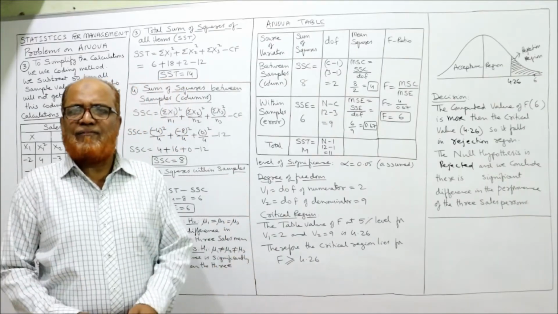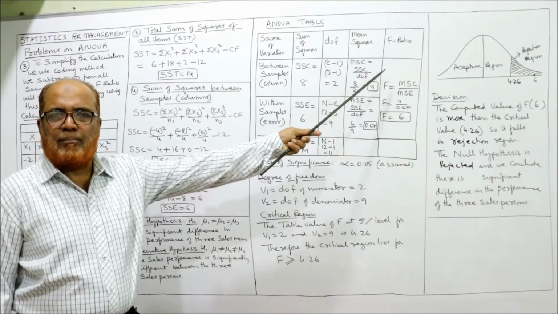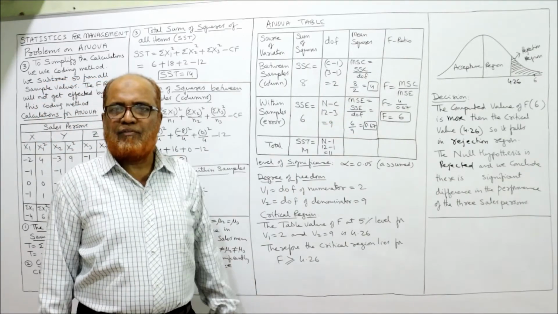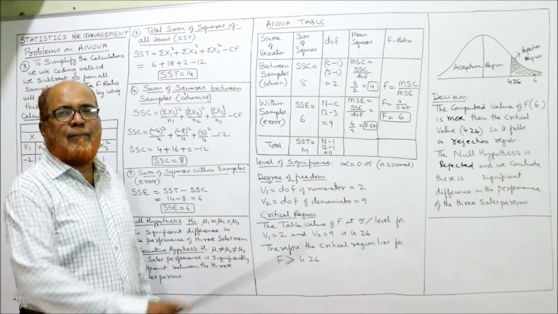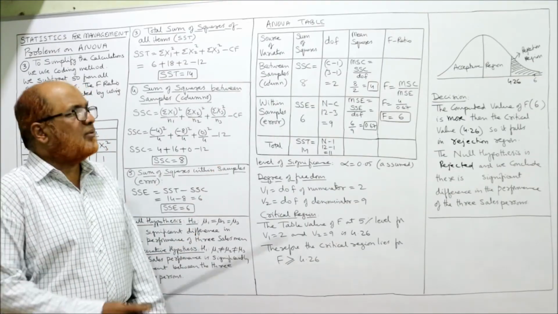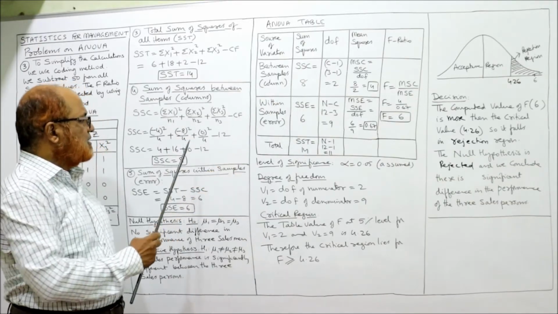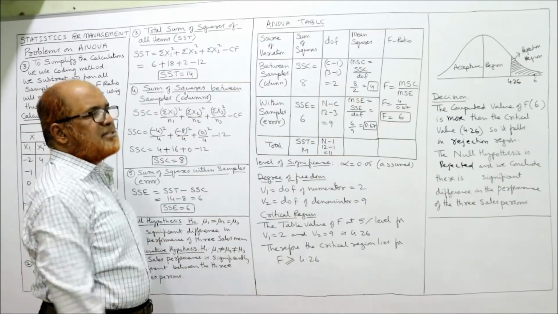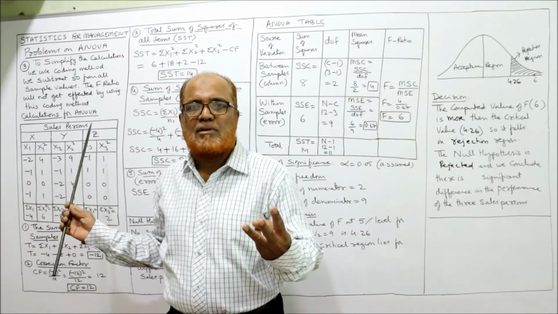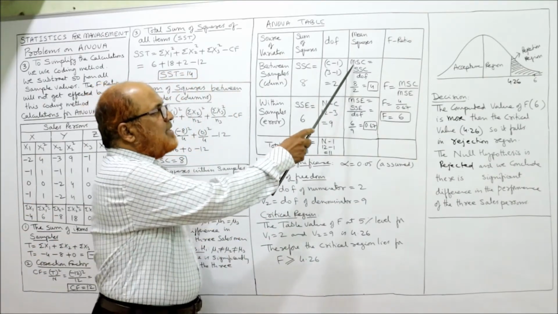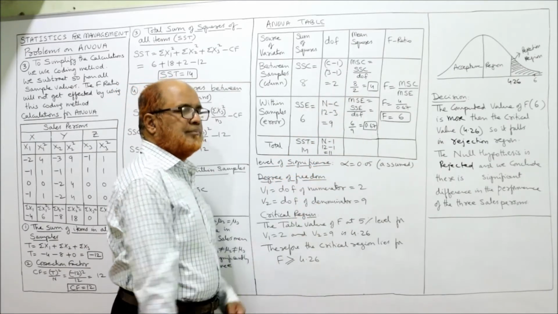Now the ANOVA table, exactly the same. 5 columns. First, source of variation. Second, sum of squares, degree of freedom, mean squares, F ratio, also called variance ratio. First of all, between samples, columns. SSC. How much SSC did we get? 8. Degree of freedom is C minus 1. How many columns do we have? 3 columns. 3 minus 1 is 2. MSC is equal to SSC by degree of freedom, 8 divided by 2 is 4.